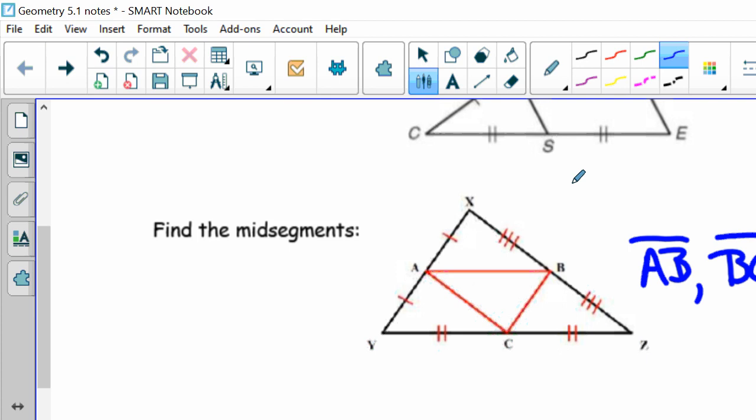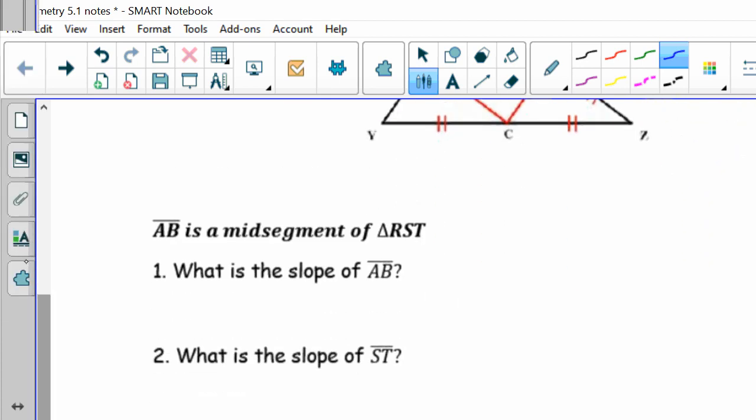So then it says, if AB is a midsegment of triangle RST, so in this picture over here, what is the slope of line segment AB? So AB, right here, the slope, we can either count points or we can do the slope formula. If we count points, how far is it from A to B? We see we have to go down 2 and over 2. So since we go down, it's -2 over 2. That reduces to -1. So the slope of line segment AB is -1.